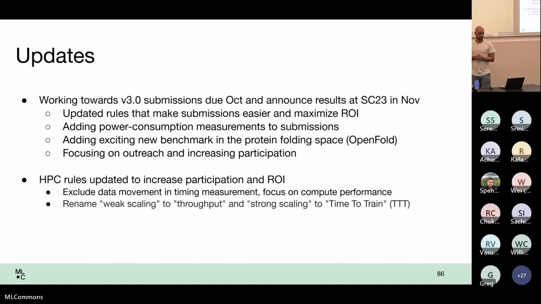Some updates as we work towards the v3.0 submission round, which is also due on October 6th. First of all, we took some steps to attract more submitters. We specifically made it easier to submit, and we focused a lot on maximizing the return on investment of a submitter. We are also adding power consumption measurements similar to MLPerf Training, and we're very excited about that.